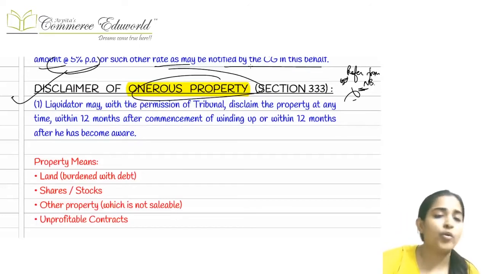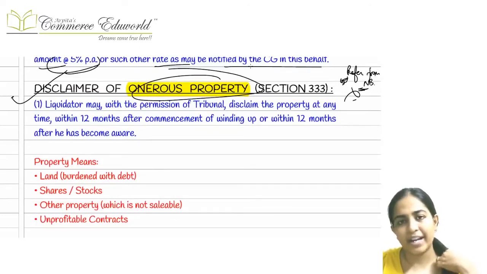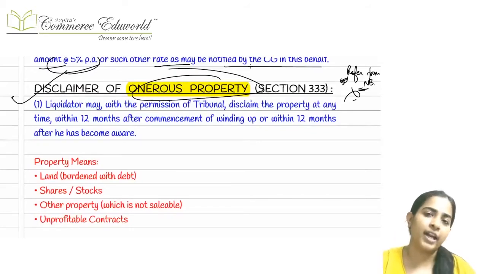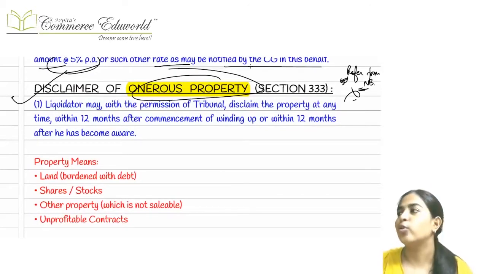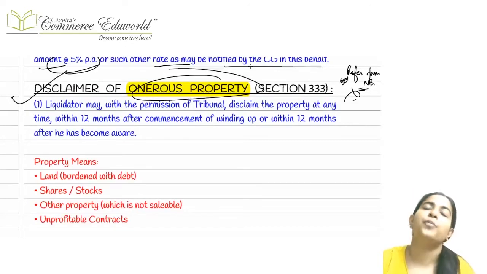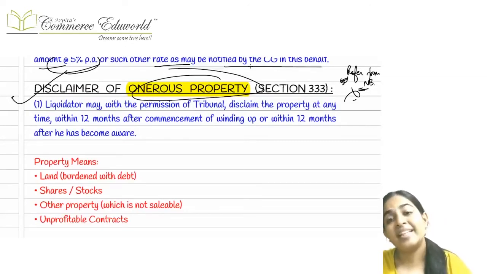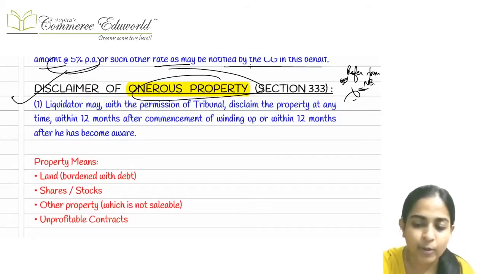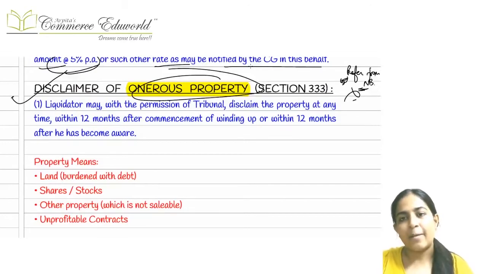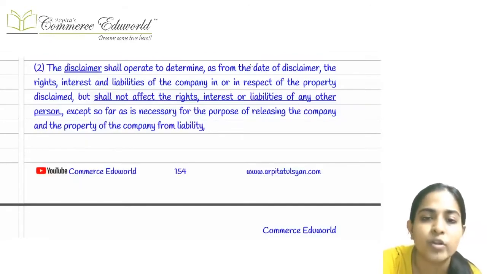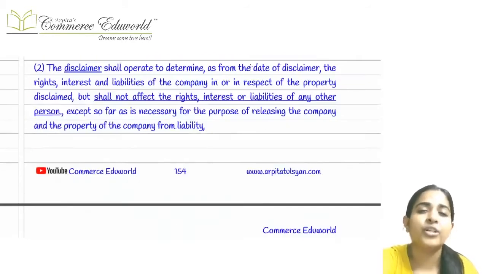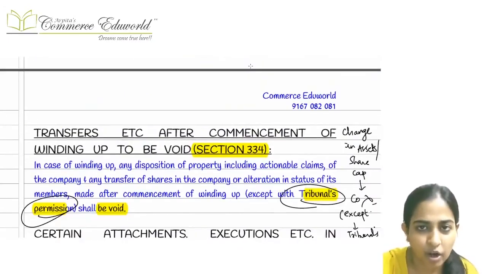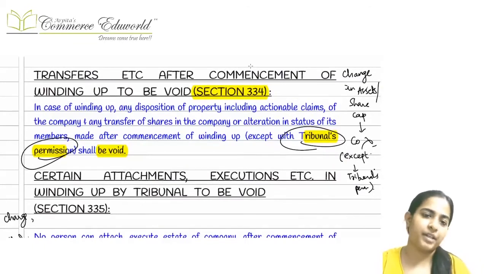Similarly here, suppose you want to exit from any contract. A contract is also your asset, also your property. If that contract asks you to pay any penalty or any compensation, then you'll have to pay that from the liquidation estate, and only then can you exit from there. Am I very clear with this? This was all about the most important points about onerous contracts or disclaimer of onerous property.